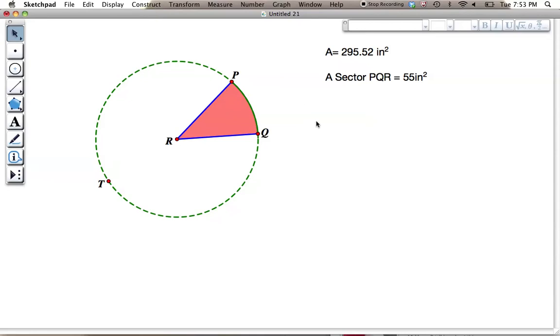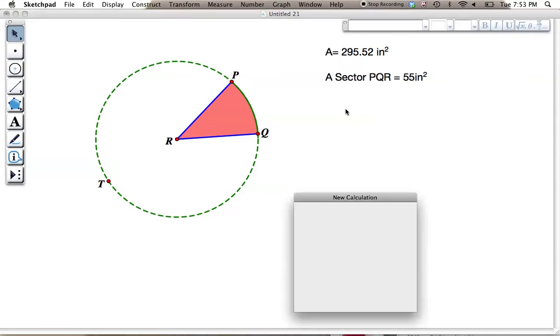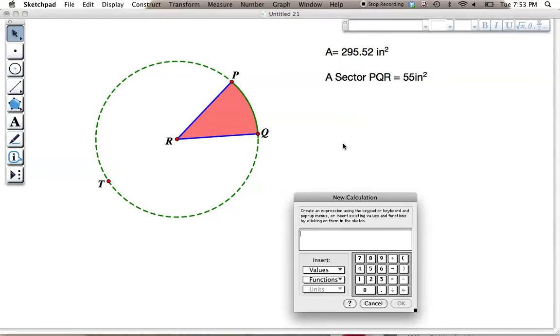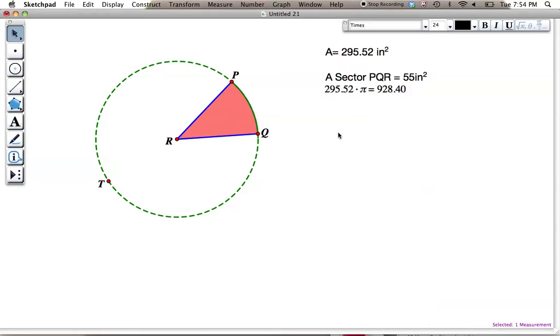To find the radius, let's just use our area of a circle equation. Area of a circle equals pi r squared. So we have 295.52 equals pi r squared, and we wish to solve for r. So I can take 295.52 and divide it by pi, and then I can take the square root of that number.